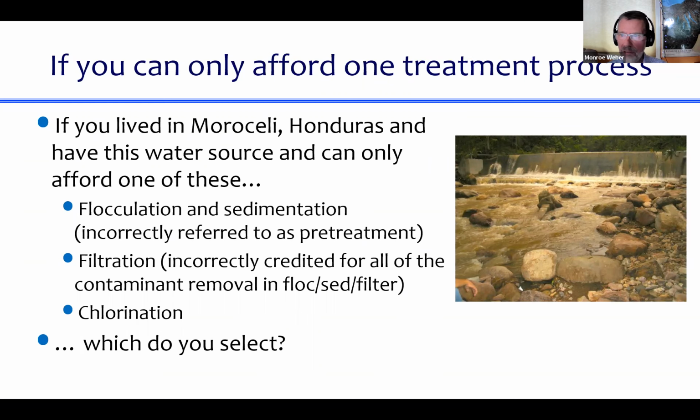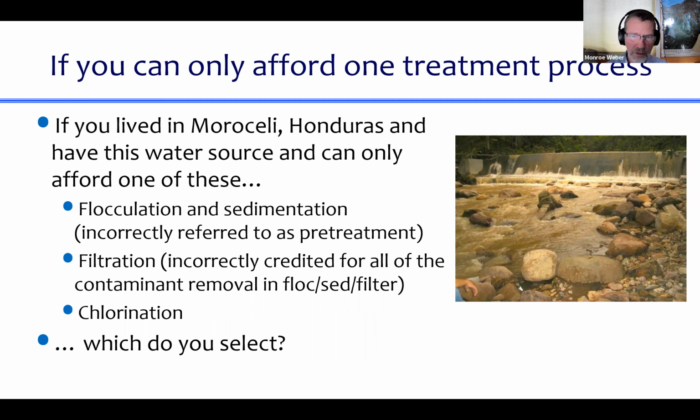If you could only afford one treatment process, what would you do? I want you to think about this because there are plenty of places on the planet where you can't do everything that you would like to do. And you have to come up with, okay, what's the next step? So if you lived in the town that had that water source and you had very limited resources, and you could only afford to do like the very first step in treating the water, what would you do?